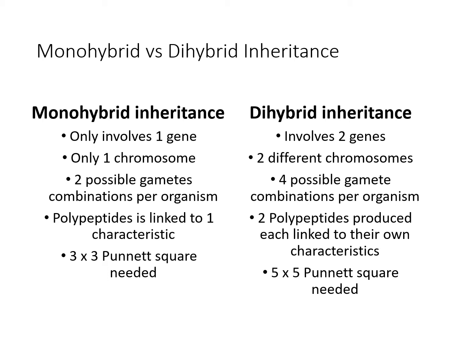In monohybrid inheritance, we have two possible gametes, whereas in dihybrid inheritance, we always have four possible gametes. Again, they can be the same in terms of genotype, but there's always four possibilities with dihybrid, whereas in monohybrid there's only two possible gametes. With the dihybrid, again, we'll have two polypeptides because we're dealing with two genes, and the dihybrid Punnett Square will be a 5x5 grid compared to the 3x3 grid needed for the parents and different combinations of offspring in monohybrid inheritance.